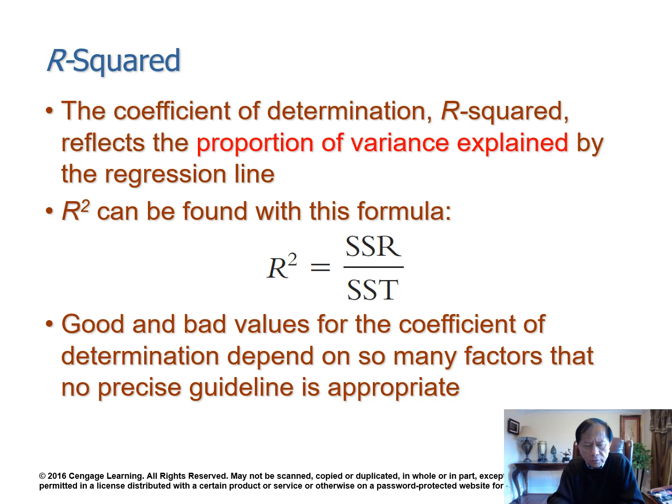Good and bad values of the coefficient of determination depend on so many factors that no precise guideline is appropriate. So the proportion of variation is explained by R squared.